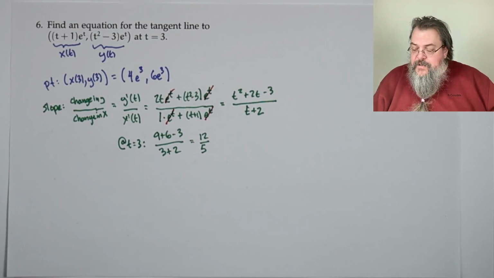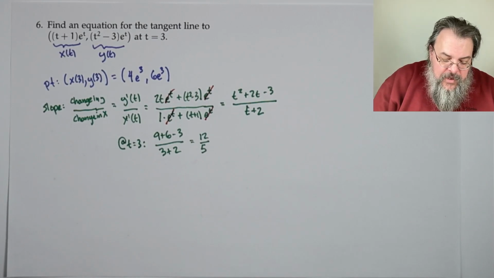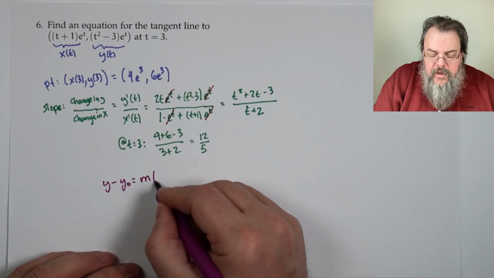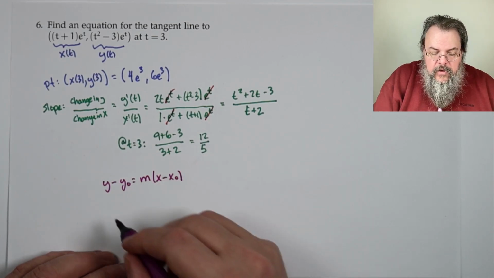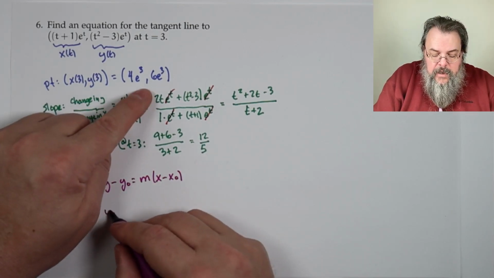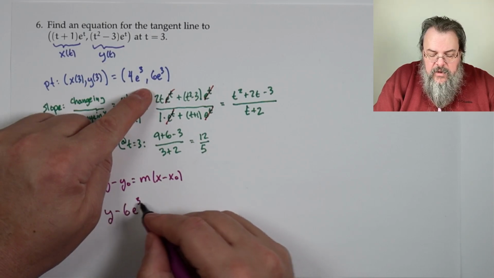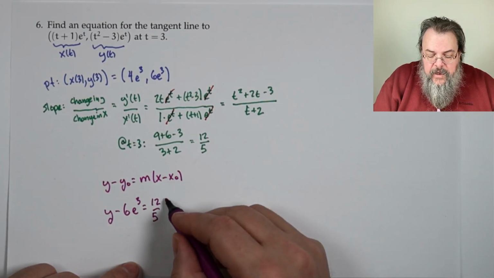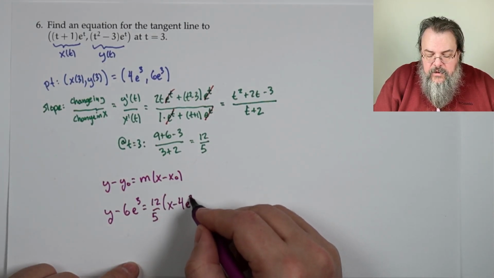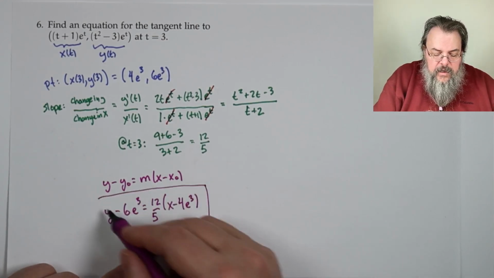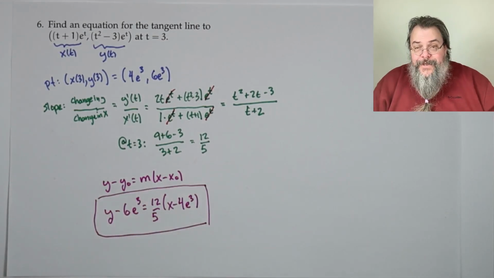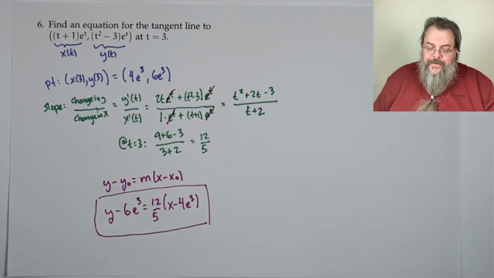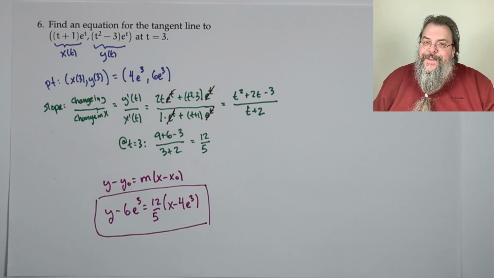So we have a point, we have a slope, and we write down our formula. In general, y minus the y value is slope times x minus the x value. So for us, that becomes y minus 6e cubed is equal to 12 fifths times x minus 4e cubed. It didn't tell us to simplify, so we're not going to. We're just going to write it like that, and that is perfectly fine. And so there we go. A lovely answer.